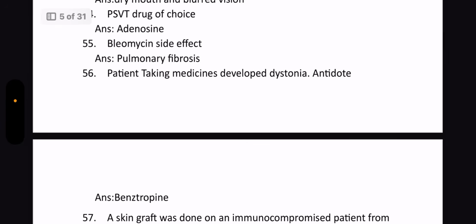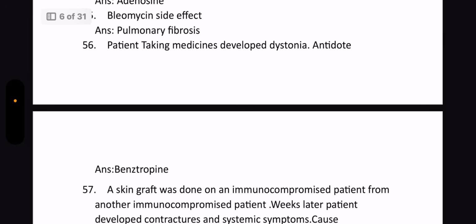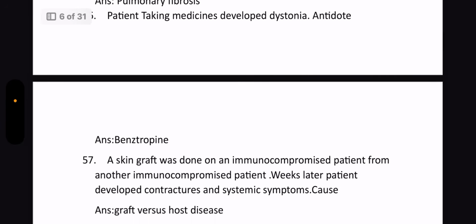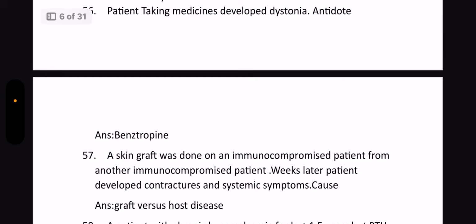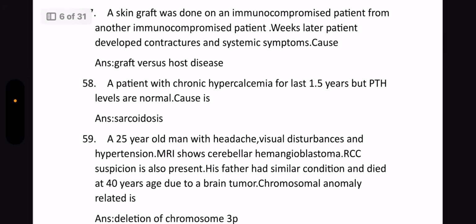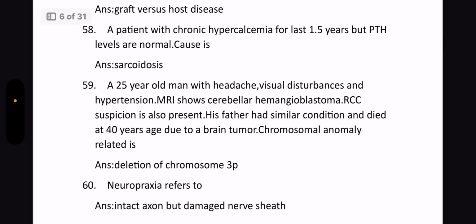dry mouth and blurred vision. PSVT drug of choice is adenosine. Bleomycin side effect is pulmonary fibrosis. This patient taking medicines developed dystonia. Antidote is benztropine. Skin graft was done on immunocompromised patient from another immunocompromised patient. Weeks later, patient developed contractures and systemic symptoms. Causes graft versus host disease.